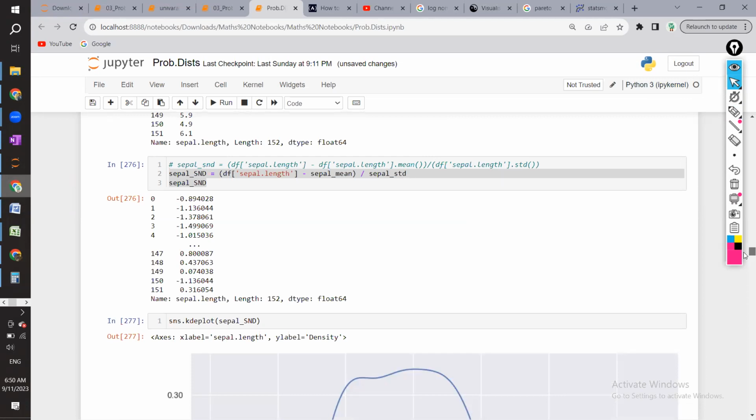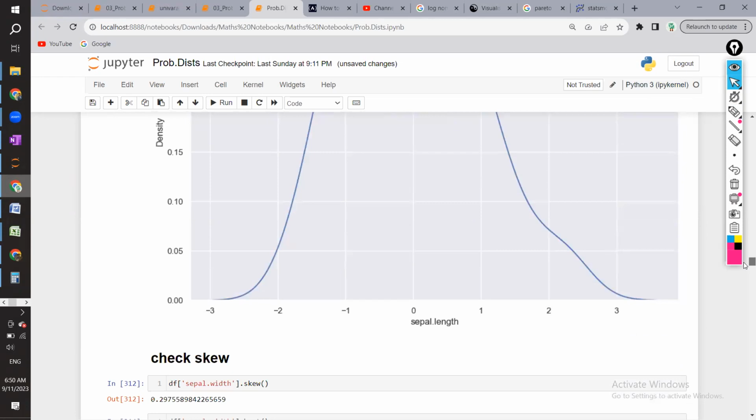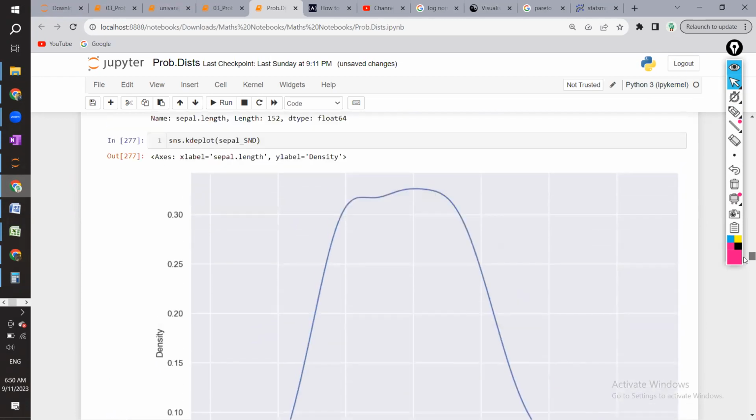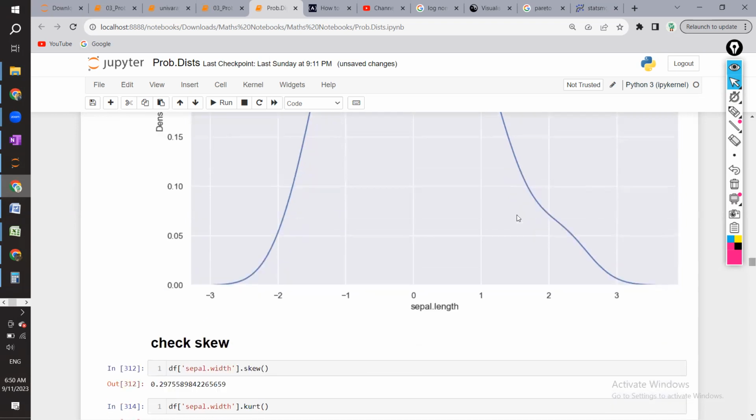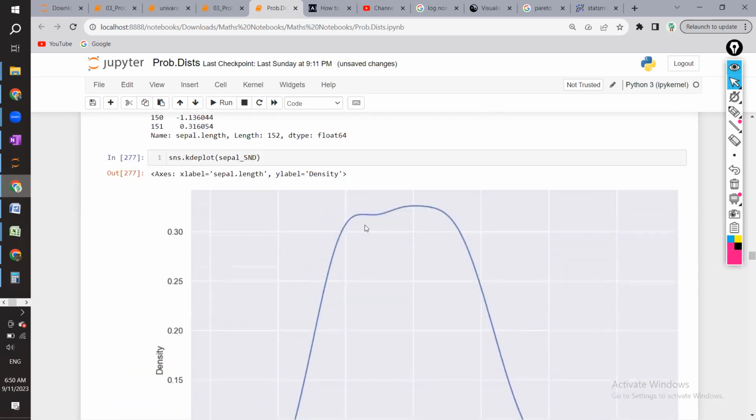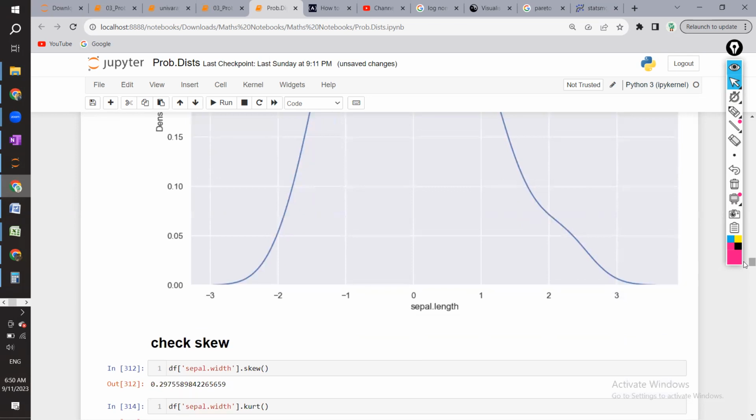Yeah, so this is my sepal length, right? See, it's a quantile. What is this? This is a KDE plot. This is looking like normal. Okay, this is looking like normal, but with just small deviations. Almost it is near normal.